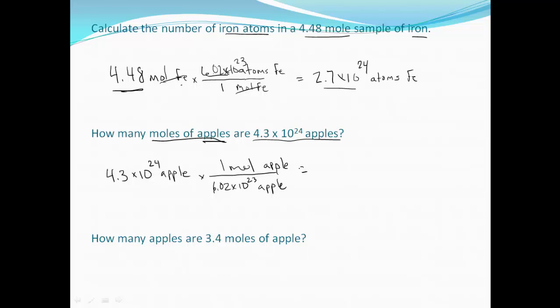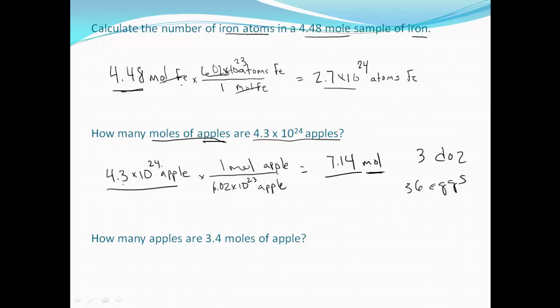So when we do the math there, 4.3 times 10 to the 24th divided by 6.02 times 10 to the 23rd, we get 7.14 moles. Remember, the idea of the mole is the same idea as a dozen. If you had 36 eggs, you have 3 dozen eggs. If you have that many apples, you have 7.14 moles of apples.